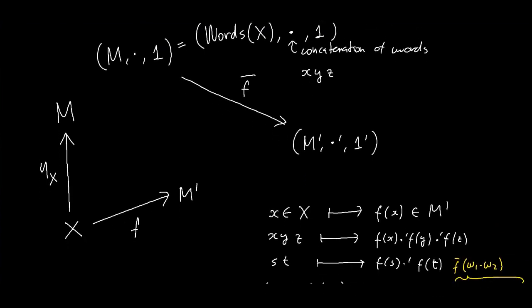Wonderful. So we've got this f bar, and of course, for the f bar, the following triangle commutes.